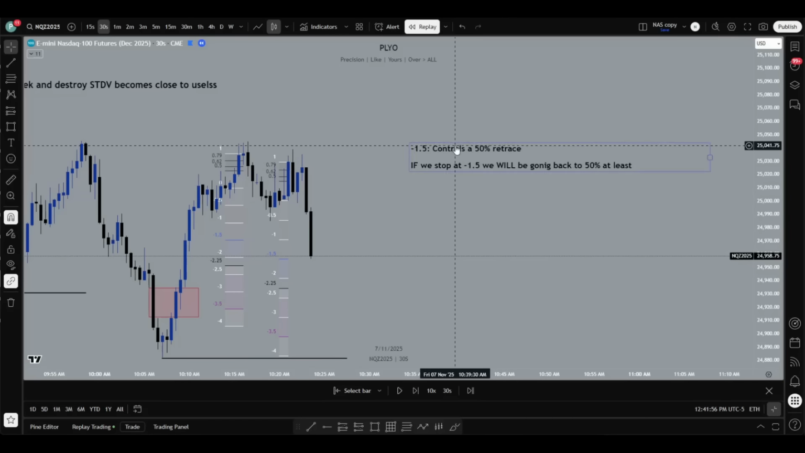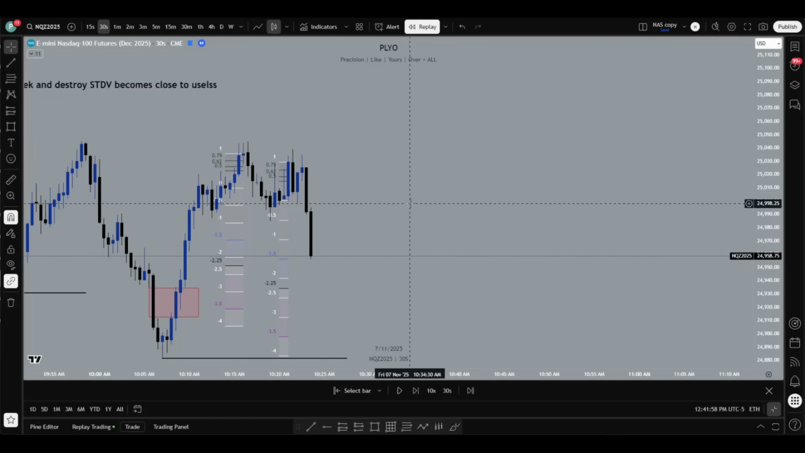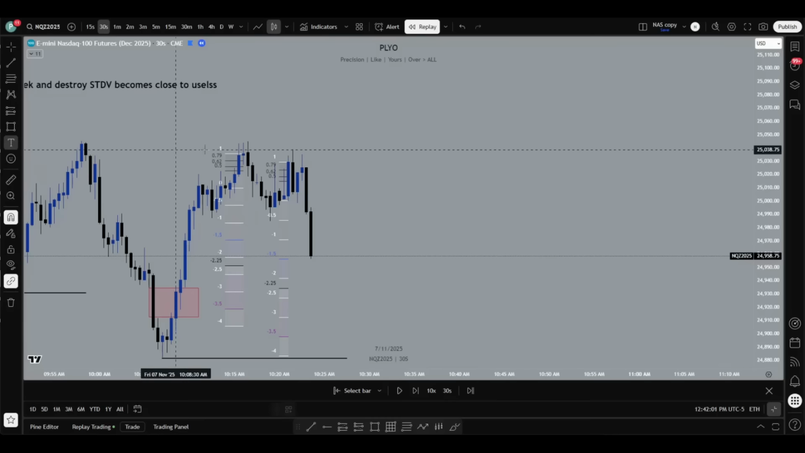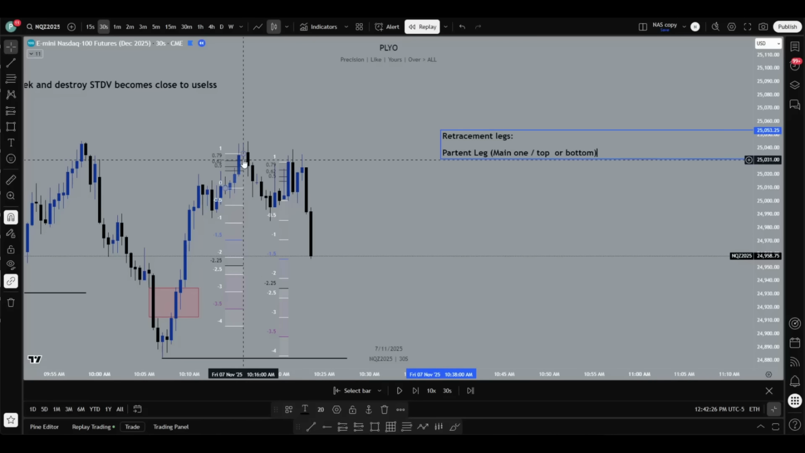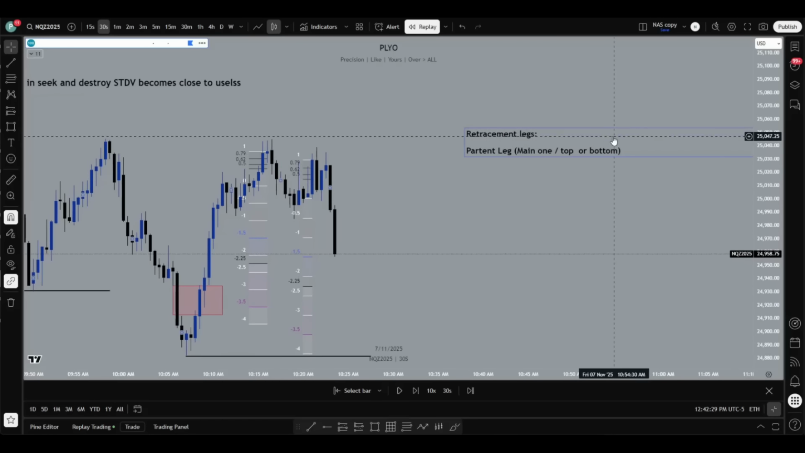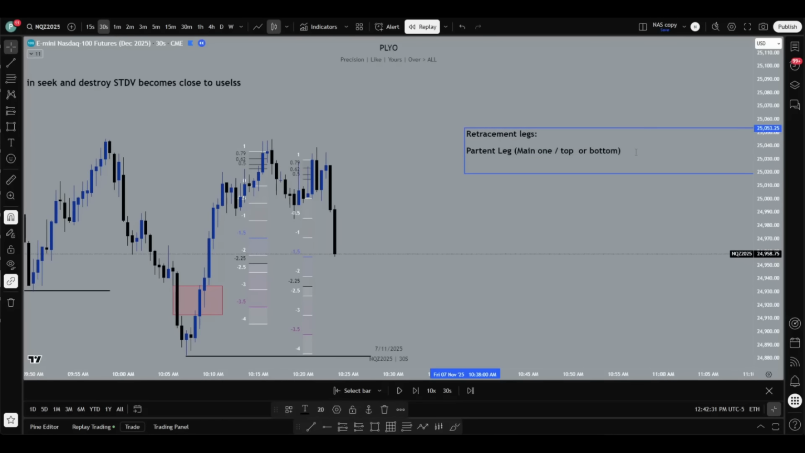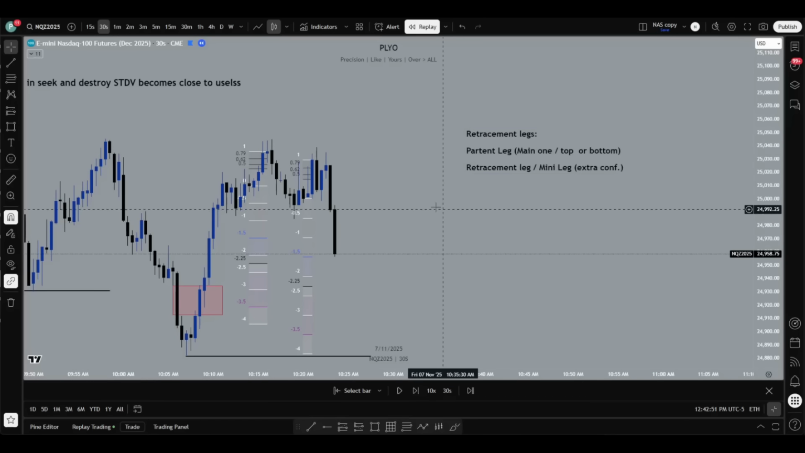Okay, so we're going to take a break from the levels, what they mean, for a second, and talk about retracement legs. There's two things in standard deviation, what I like to call them. There's called a parent leg. That's going to be the main standard deviation at the top or bottom like this right here at the peak. And then we'll get the retracement leg, which will be the second or mini leg. That's going to be your extra confirmation. Every single time we get a retracement leg, there's probably about I'd say 70 to 80% chance what you're seeing is real as soon as we get this retracement leg.